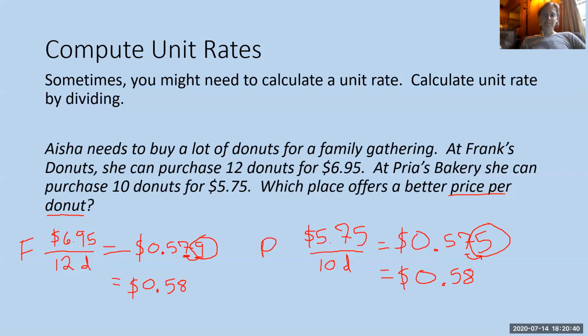So for most intents and purposes, this is probably not an important difference, and you could just say that they're the same price and you can just buy whichever kind you like better. If you want to get real persnickety here, you could say that Priya's has the slightly better price. It's a very slightly lower price before you round to the nearest cent.